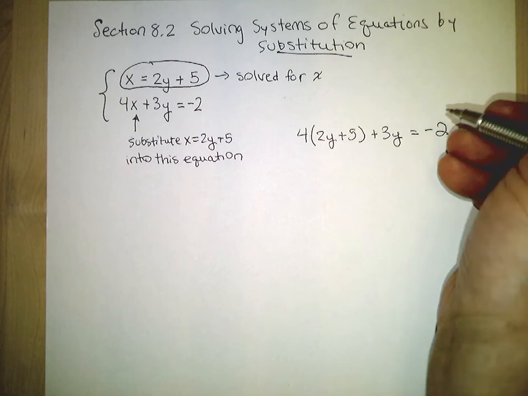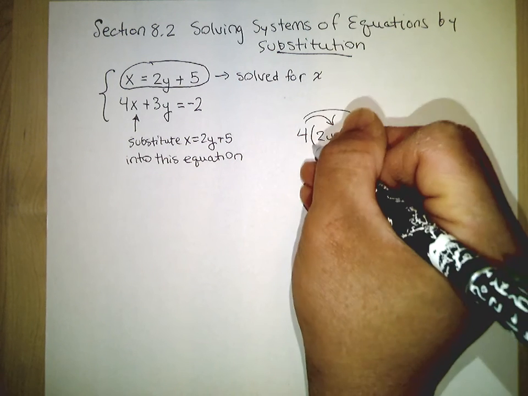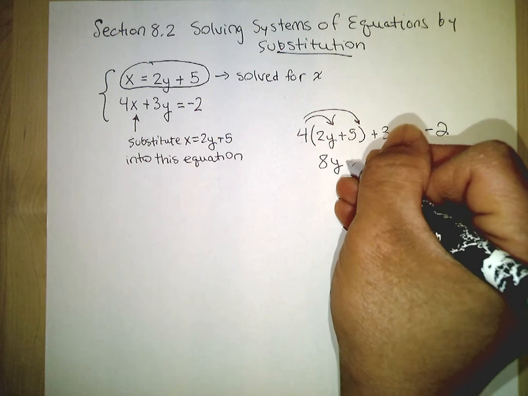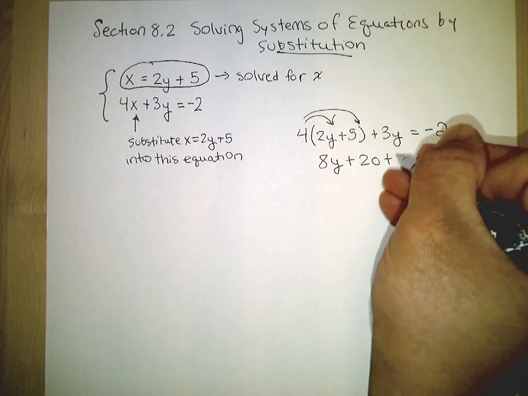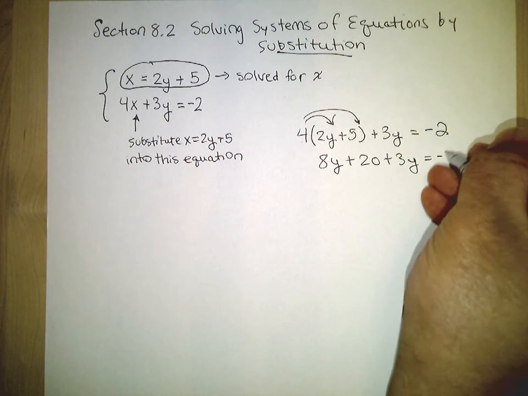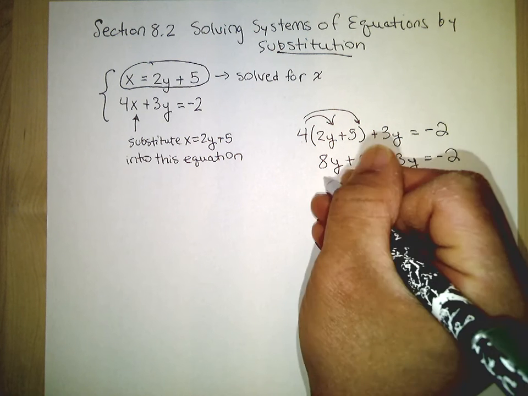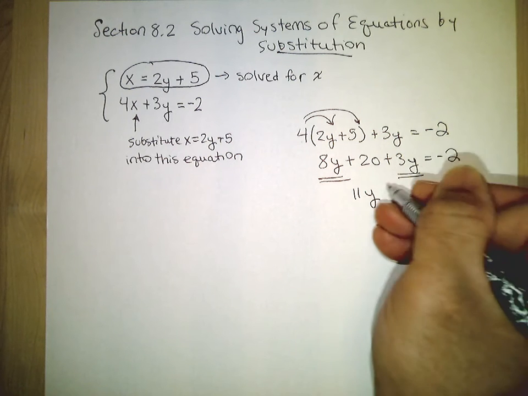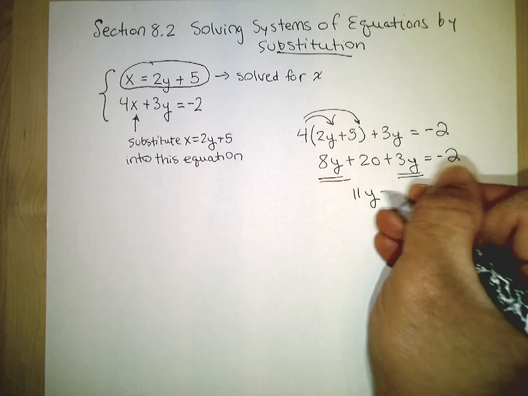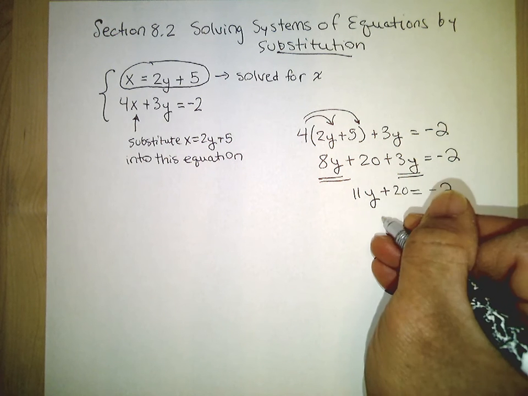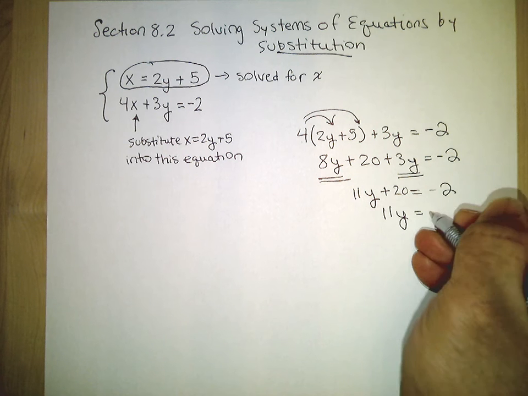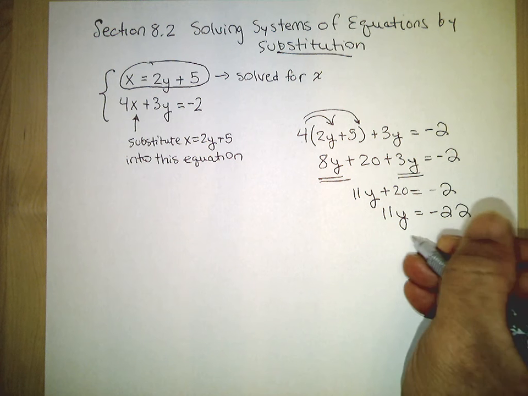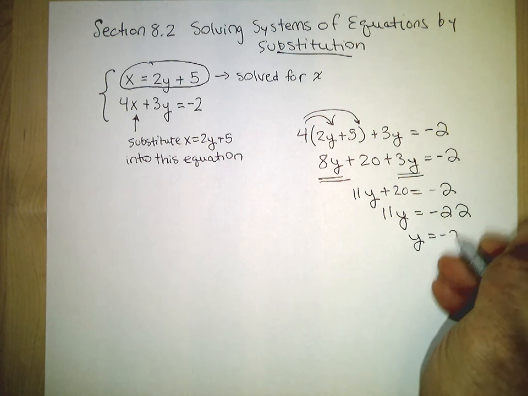And then we'll distribute the 4. So 4 times 2y is 8y, 4 times 5 is 20, plus 3y is equal to negative 2. Combine the like terms: 8y plus 3y is 11y. Then subtract the 20, so 11y plus 20 is negative 2. Subtract the 20, so 11y is equal to negative 22. Then divide by 11, so y is equal to negative 2.